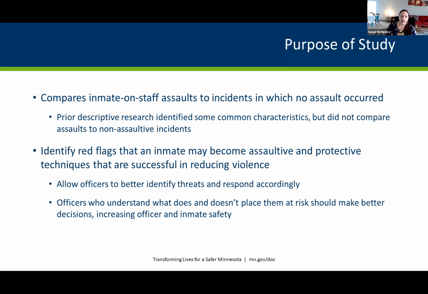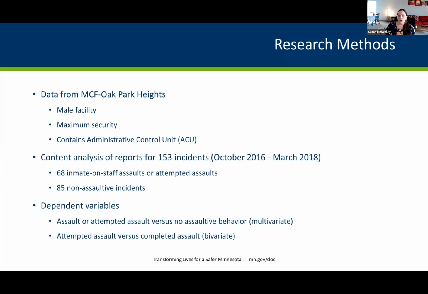So this study compares staff assaults over a 1.5-year period to a random sample of non-assaults that occurred during the same time. The study examines incidents from Oak Park Heights, which is an all-male maximum security prison in Minnesota. For another study, we had already collected a random sample of 500 incidents at this facility between October 2016 and March 2018. So I realized that this was a good chance to compare assaults to non-assaults.